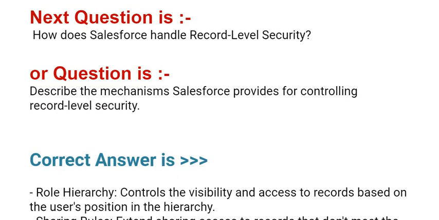Our next question is, how does Salesforce handle record level security? Or the question can be asked in another way, which is, describe the mechanisms Salesforce provides for controlling record level security. Your answer should be, role hierarchy controls the visibility and access to records based on users' positions in the hierarchy.